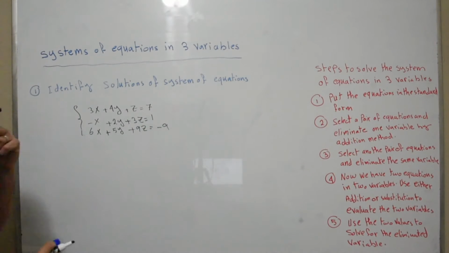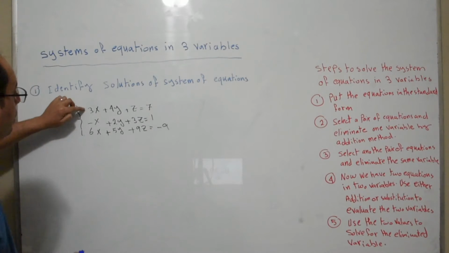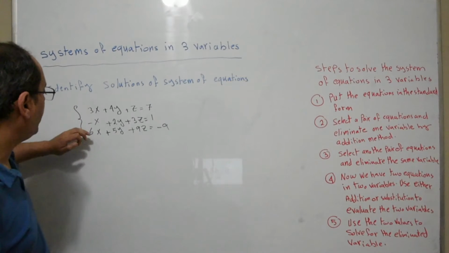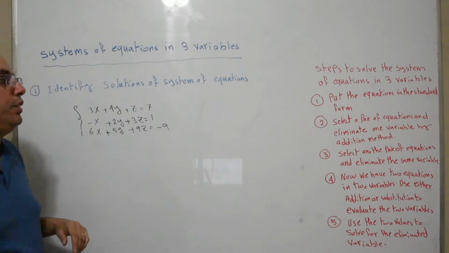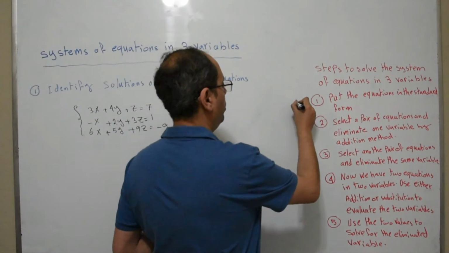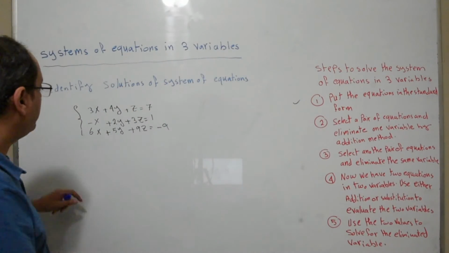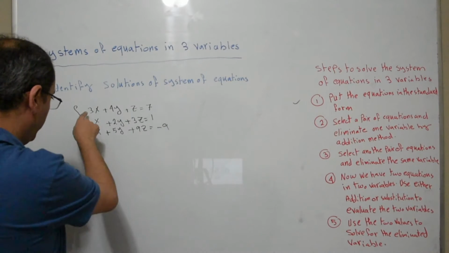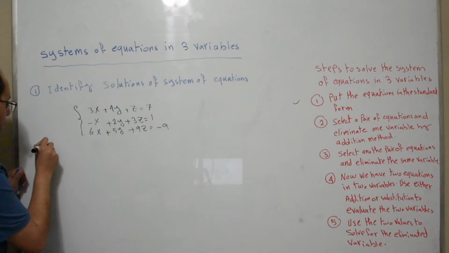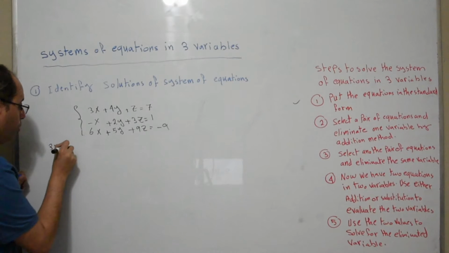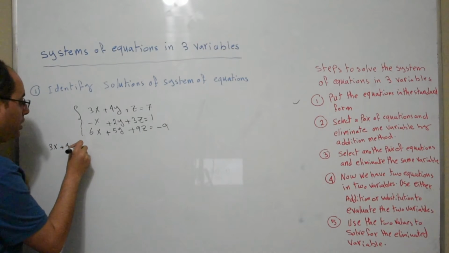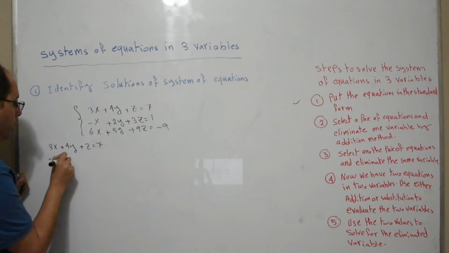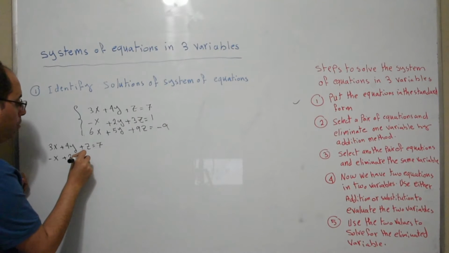All right. So it's the same technique here. First of all, let's go to step 1. Are all equations in standard form? Answer is yes, so check mark. The second step, I'm going to take 1 and 2, the first and the second equation here. So I have 3x plus 4y plus z equals 7, and I have negative x plus 2y plus 3z equals 1.